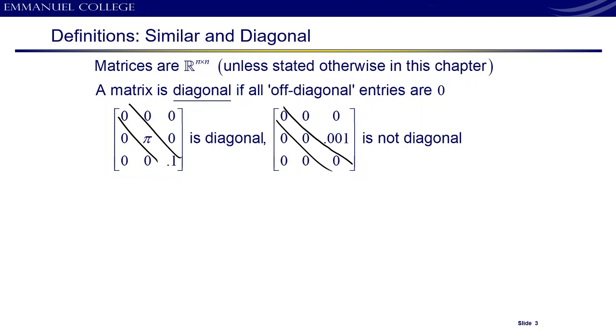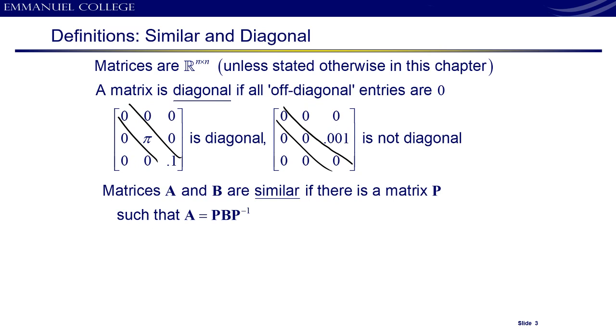So, diagonal matrices are going to come in handy here in a moment. Now, two matrices A and B are similar if there's a matrix P such that A equals P times B times P inverse. The other way you can think about this is equivalent to doing right multiplication of P on both sides: A times P is equal to P times B.